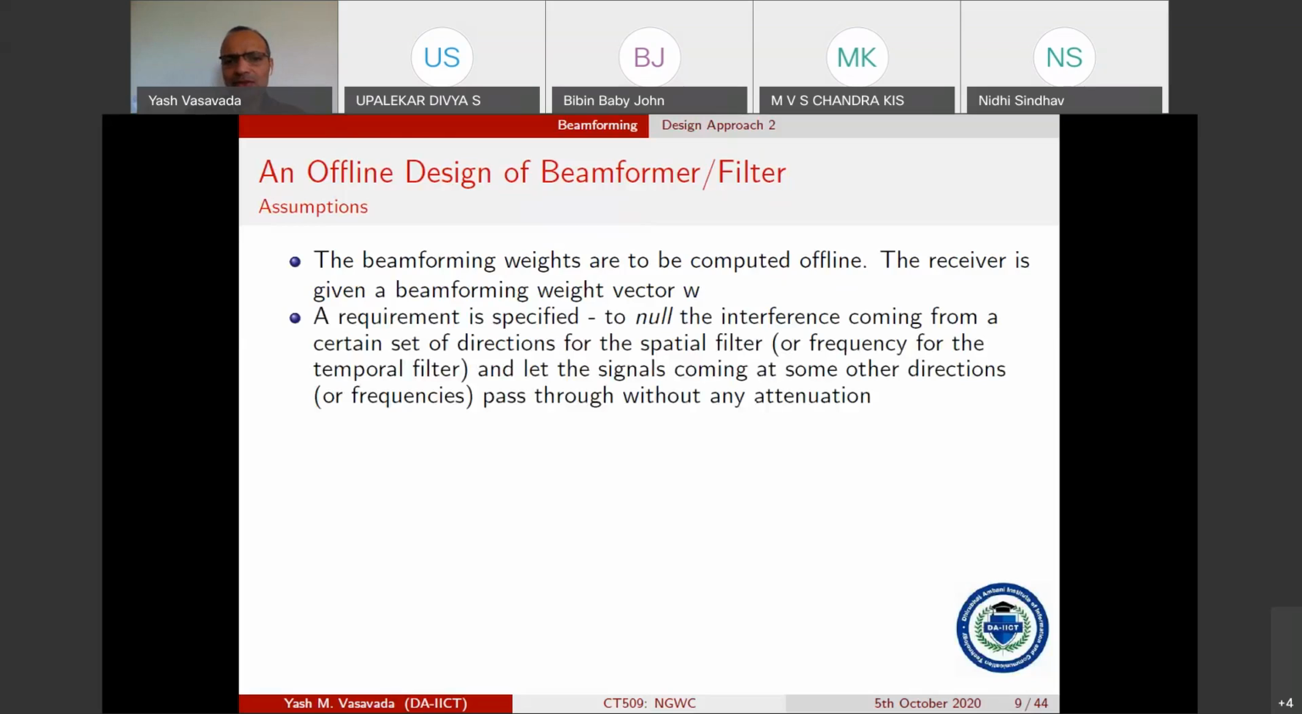And there we actually looked at a problem where we are given a set of requirements in terms of where our signal has to be, which are the directions from which our desired signal is coming from, and which are the directions from which the interference is coming from. And our requirement is to remove the interference and let the signals come in from the direction that it is coming in from.